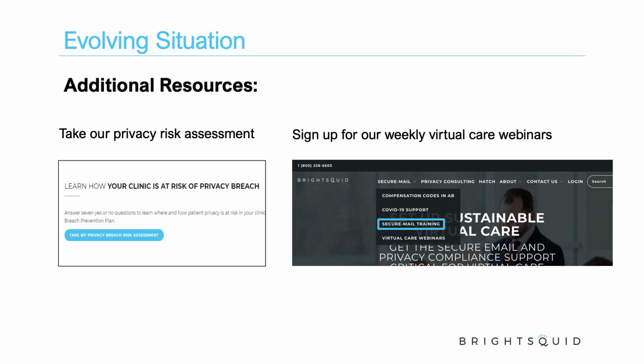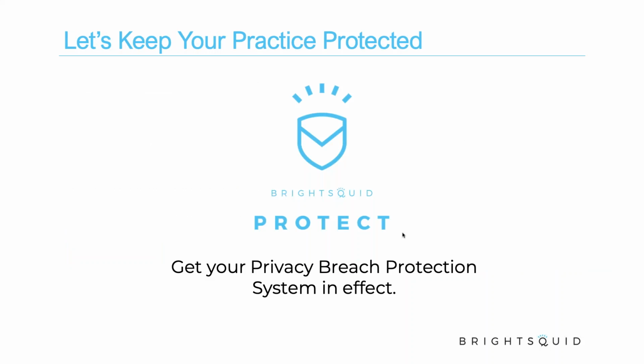Also, sign up for a regular virtual care webinar. These webinars, you can sign up for those. But also, you can take SecureMail training. We run 2 SecureMail training sessions every week, Tuesdays and Thursdays at lunchtime Mountain, just to show you the real features and functionality of SecureMail, that help you set up your virtual front desk and make sure you have a sustainable virtual care system in place. And with that, that brings us to the end. We do recommend, of course, you get your privacy breach protection system in effect. Make sure you have an active breach management system or privacy management system.